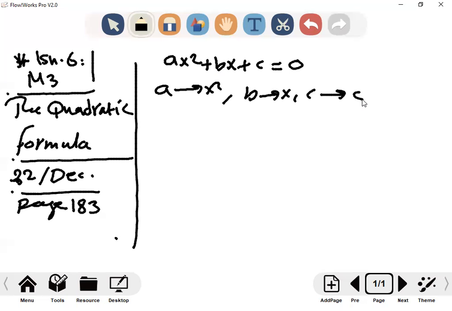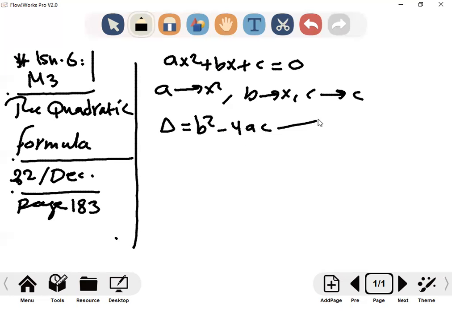Now, after we select a, b, c, or we find them, we find delta, we call it the discriminant. The discriminant tells us the type of the solutions at the end. And it's apart from the quadratic formula. So you need to calculate it to prepare it, so you will use it after a while. So b² minus 4ac.